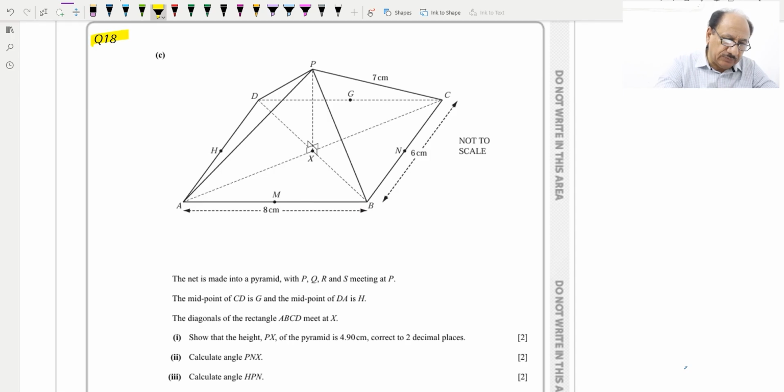Question number 18. The diagram is not to scale. We'll be going through the parts which are related to this topic, so we'll be skipping the other topics, whatever you'll find in the question. So the net is made into a pyramid with PQRS meeting at P. Okay, the midpoint of CD is G and midpoint of DA is H.